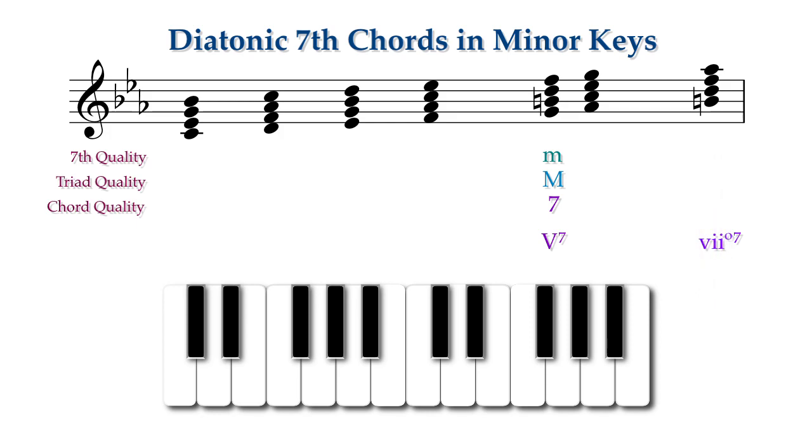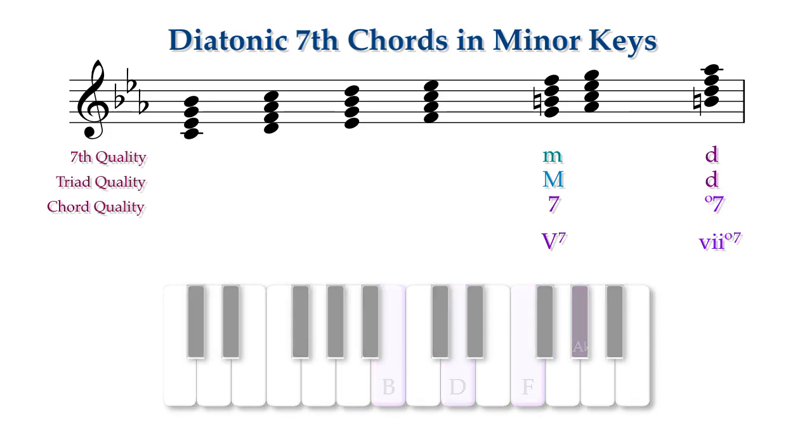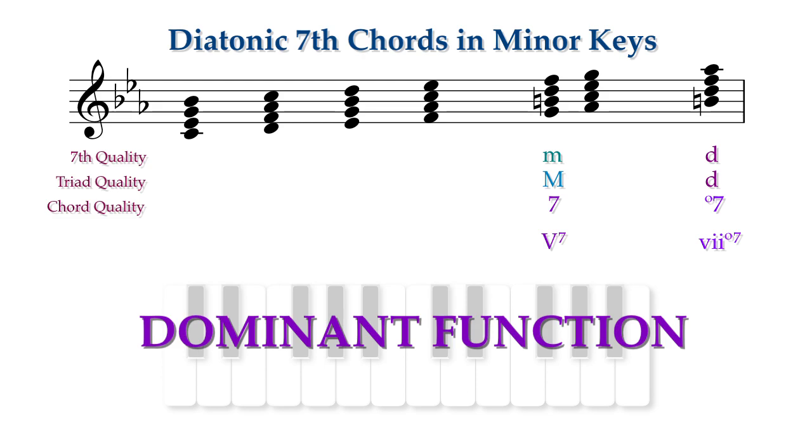The leading tone chord is now fully diminished, not half diminished, because the triad is diminished and the 7th is a diminished 7th above the root. These two chords still function as dominant.